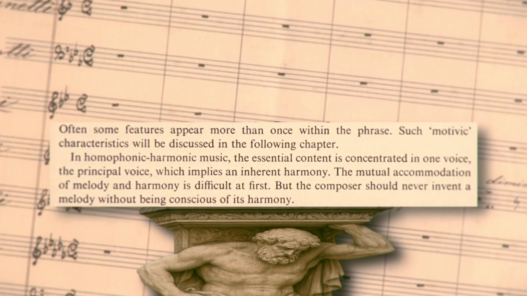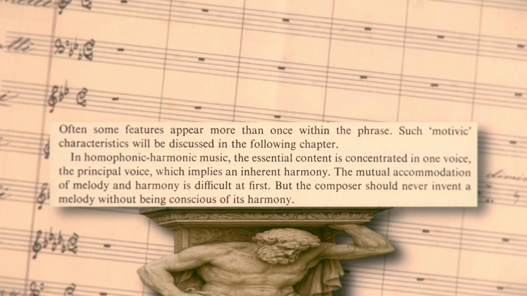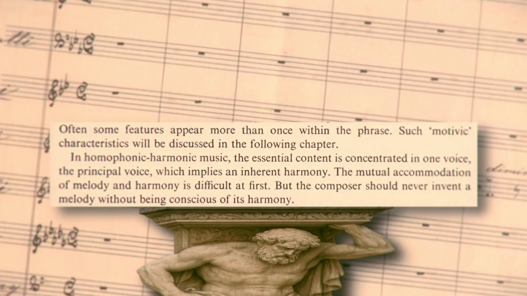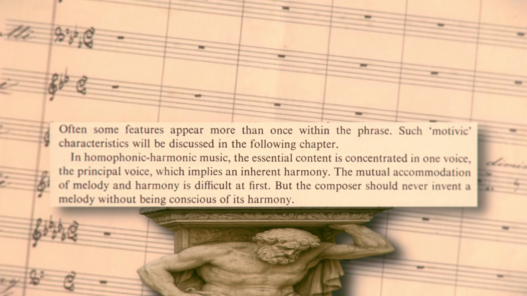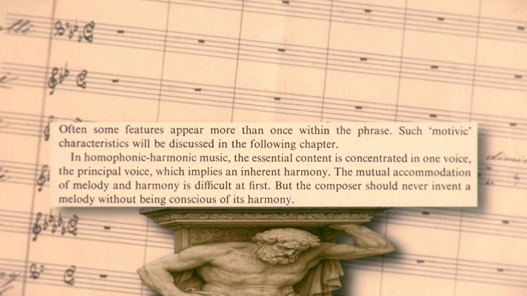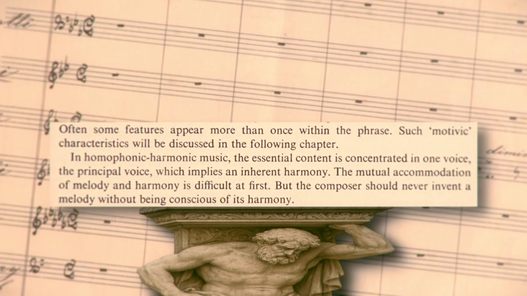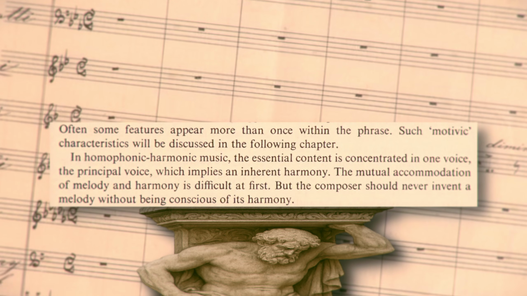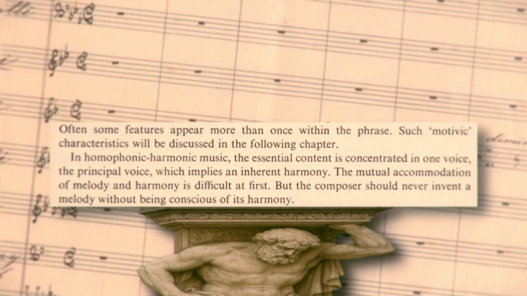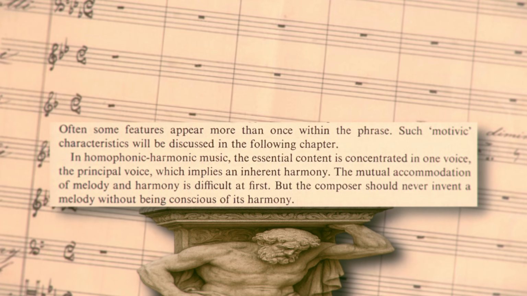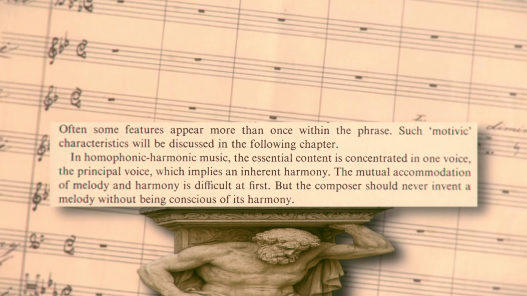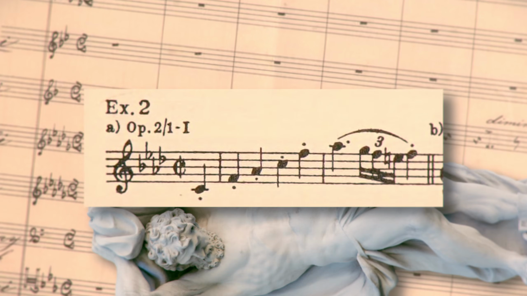Often, some features appear more than once within the phrase. In homophonic harmonic music, the essential content is concentrated in one voice, the principal voice, which implies an inherent harmony. The mutual accommodation of melody and harmony is difficult at first, but the composer should never invent a melody without being conscious of its harmony. Examples 2 and 3 illustrate such cases.